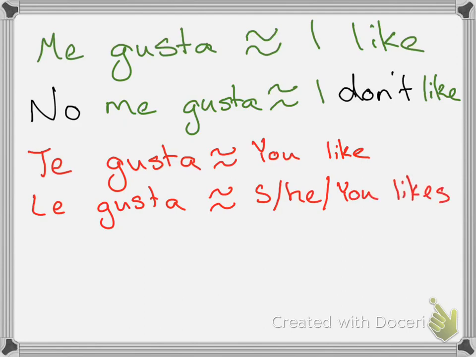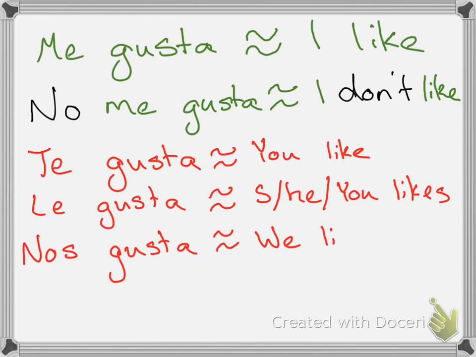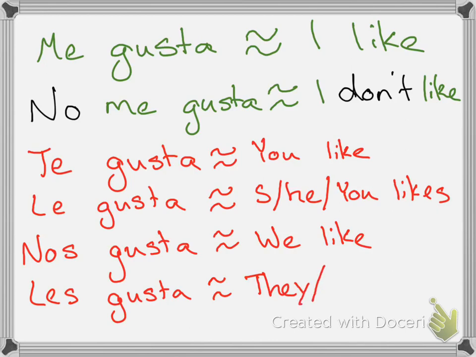And then we have nos gusta, which I'm sure you can figure out by now, roughly translates into we like, because nos is pretty similar to nosotros. However, nos means us, so it's pleasing to us. And then our last one, les gusta, which is going to roughly translate into they or y'all like. Or, once again, direct translation, it's pleasing to them or y'all.